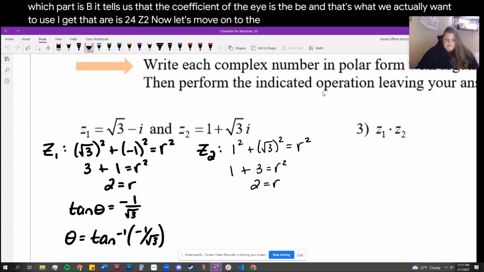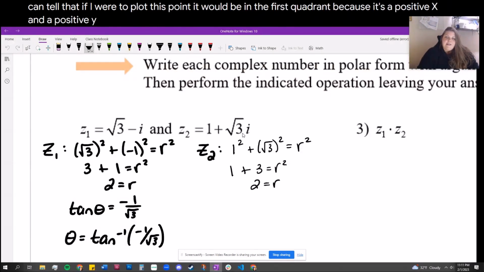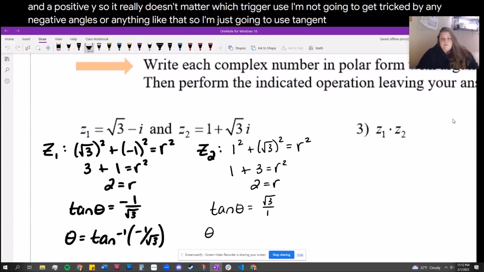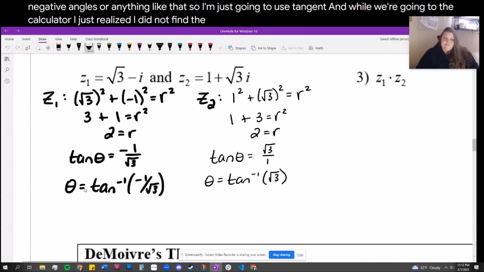Now let's move on to the angle. I'm going to use tangent for this one. I can tell that if I were to plot this point, it would be in the first quadrant because it's a positive x and a positive y. So it really doesn't matter which trig I use. I'm not going to get tricked by any negative angles or anything like that. So I'm just going to use tangent. And while we're going to the calculator, I just realized I did not find the angle for z1 yet, so let's do both of these at the same time.